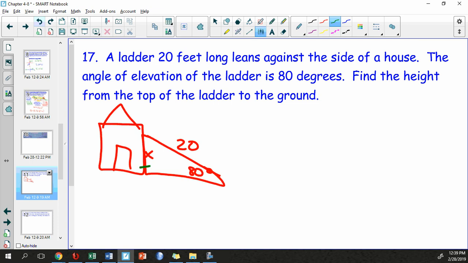Here's your 90 degrees. What trig function would you utilize? Opposite over hypotenuse, which is what trig function? So the sine of 80 degrees is equal to opposite, which is going to be x, over hypotenuse, which is going to be 20. Do you know how to solve it from there? Multiply by 20, and make sure that you are in degree mode.